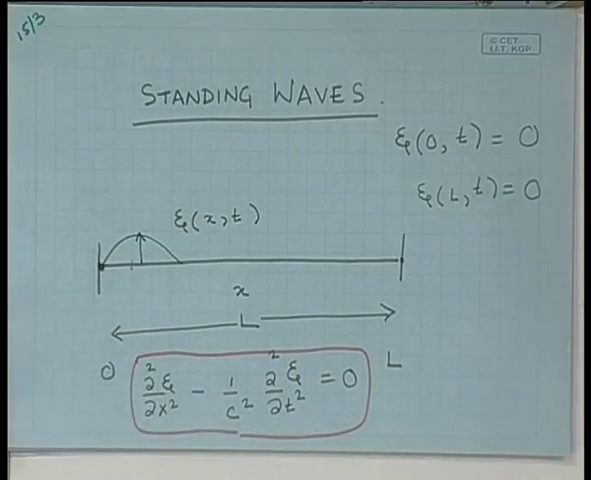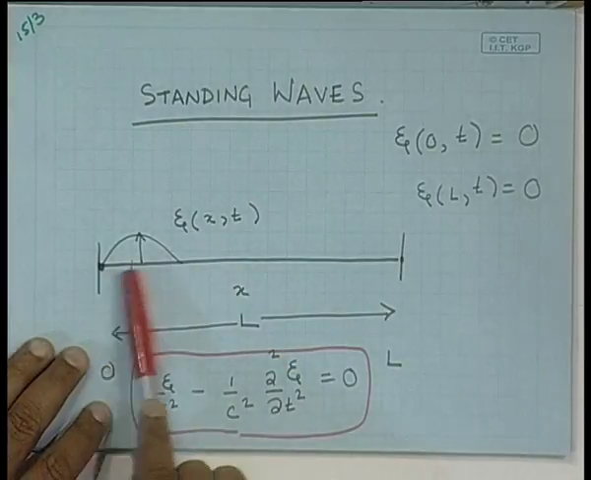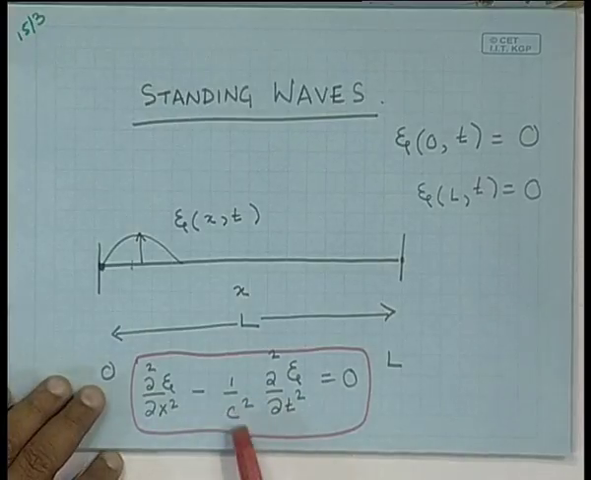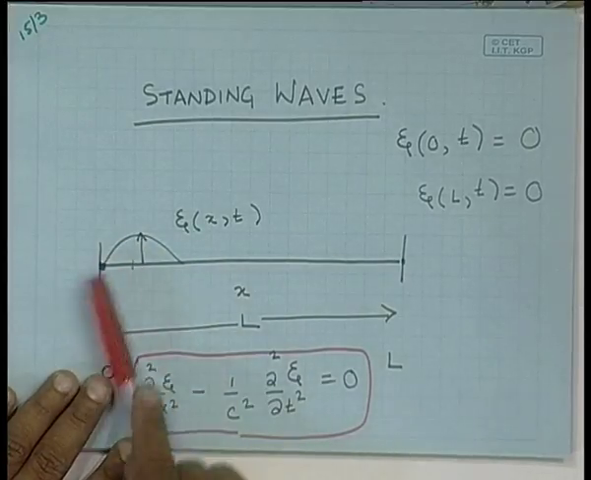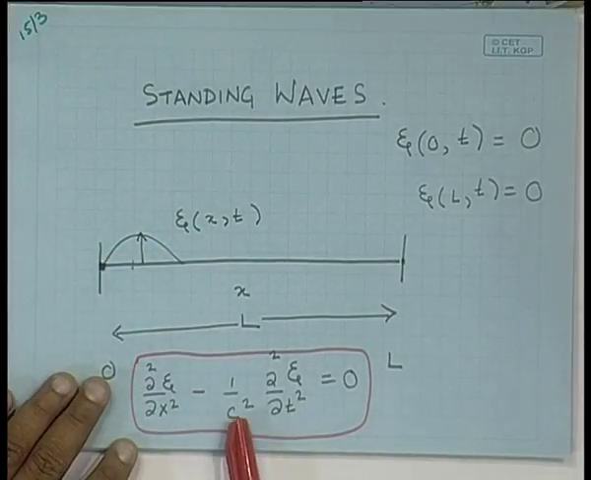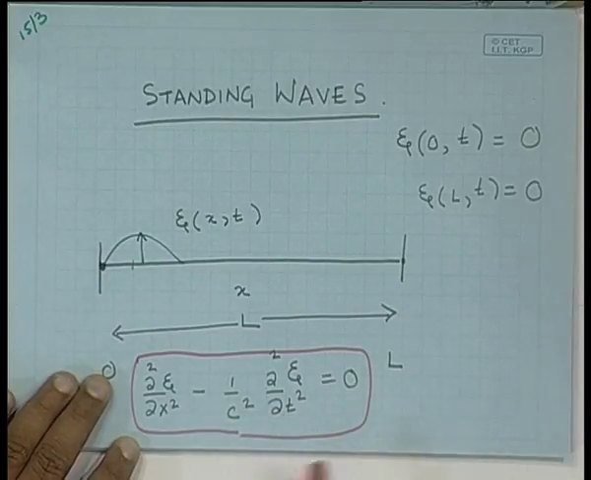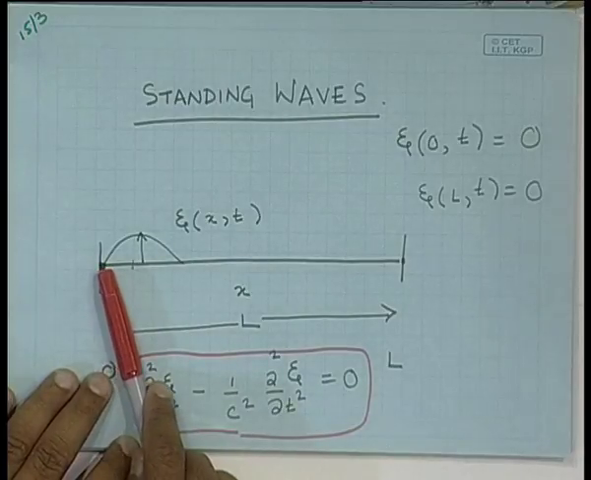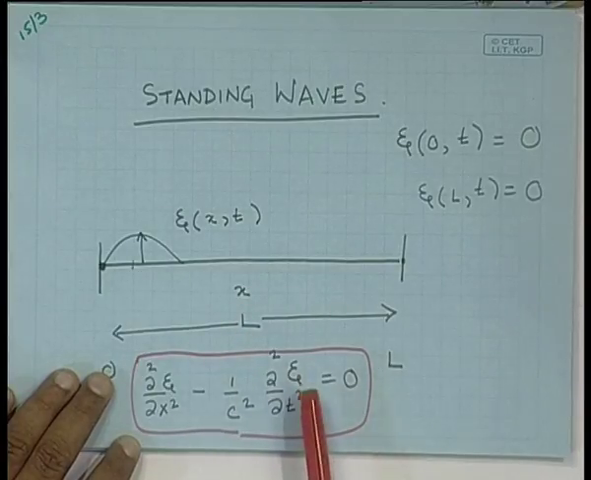Let me remind you again that xi is the transverse displacement of the string, it is the disturbance in the direction perpendicular to the string. And the constant c, which is the phase velocity of this disturbance of the wave in the string, in this case is the square root of the tension divided by the mass per unit length of the string. So, if the string has a mass per unit length mu and tension T, then this c over here is the square root of T by mu.